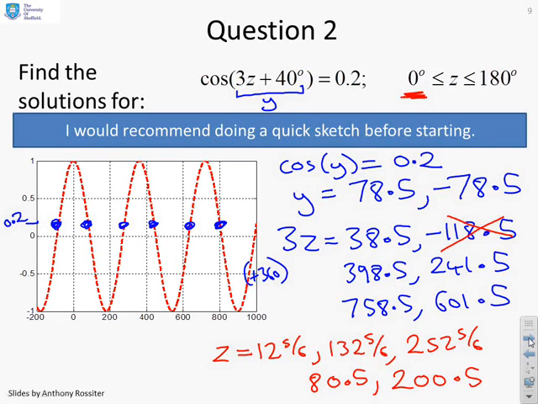And again, I now look at what range I'm interested in. I want only angles less than 180, so I don't need that one, and I don't need that one. So I've now got 3 solutions.